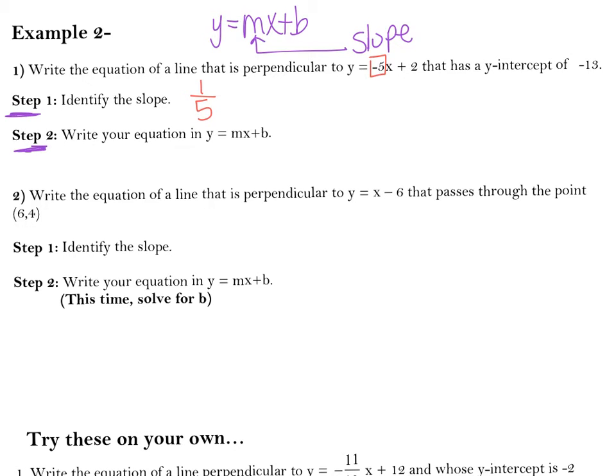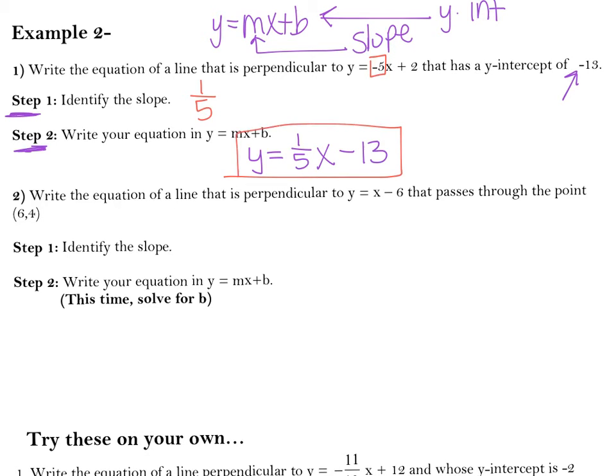My second step is to write your equation. I know that the y-intercept is negative 13, and in this equation, b is the y-intercept. So negative 13 is my b, so my final equation is y equals 1 over 5 x, and b is negative 13. That is my final answer for my perpendicular line.